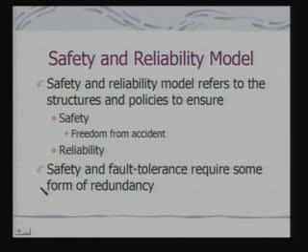Then comes the safety and reliability model, because I cannot permit air traffic control to fail. So there has to be a safety and reliability issue. Safety is freedom from accident, and reliability is the ability of the system to work without failure for a large period of time. Safety and fault tolerance require some form of redundancy. So when we are designing for safety and fault tolerance, our design specification should depict these redundancies.